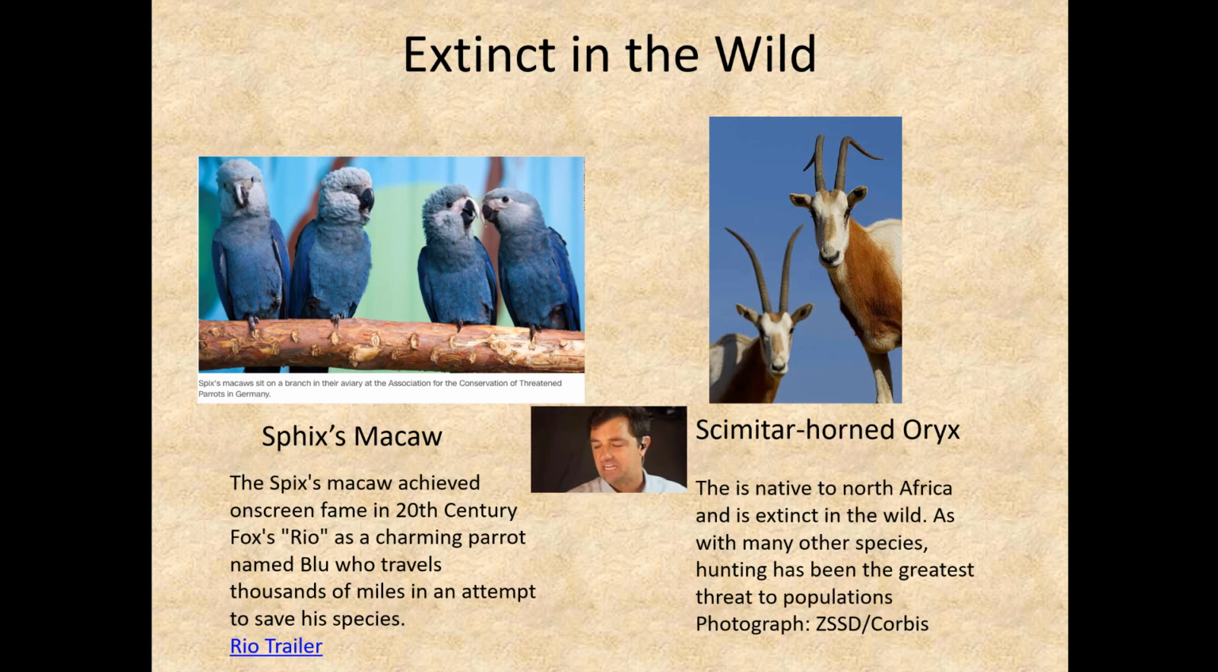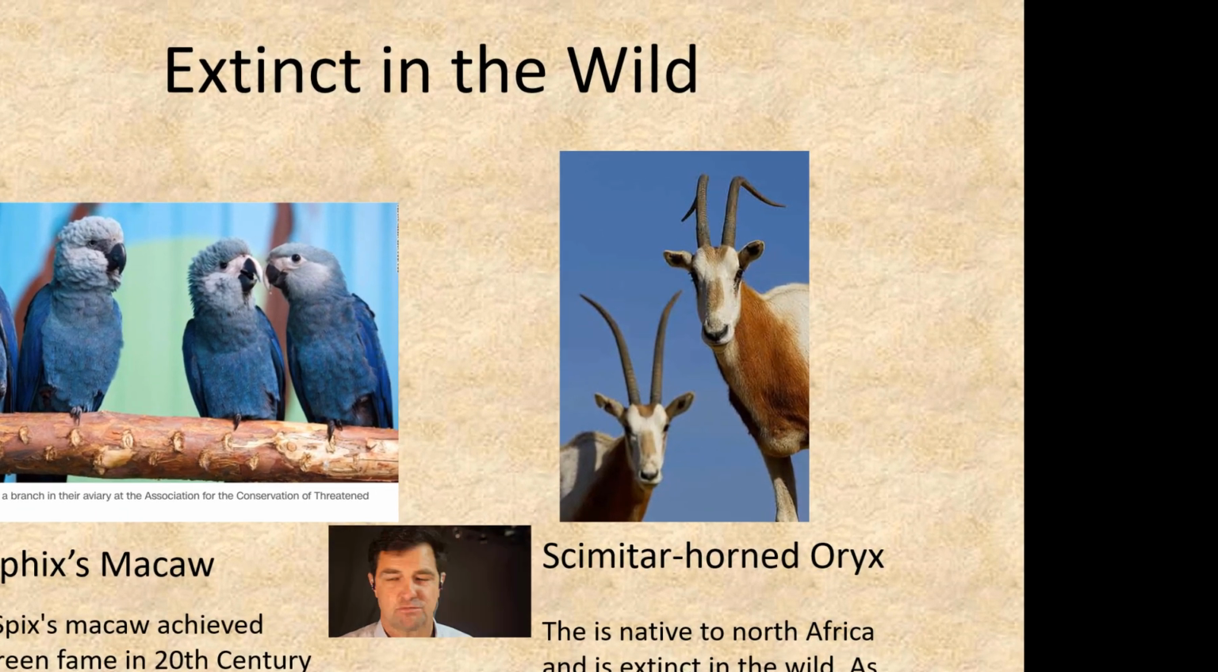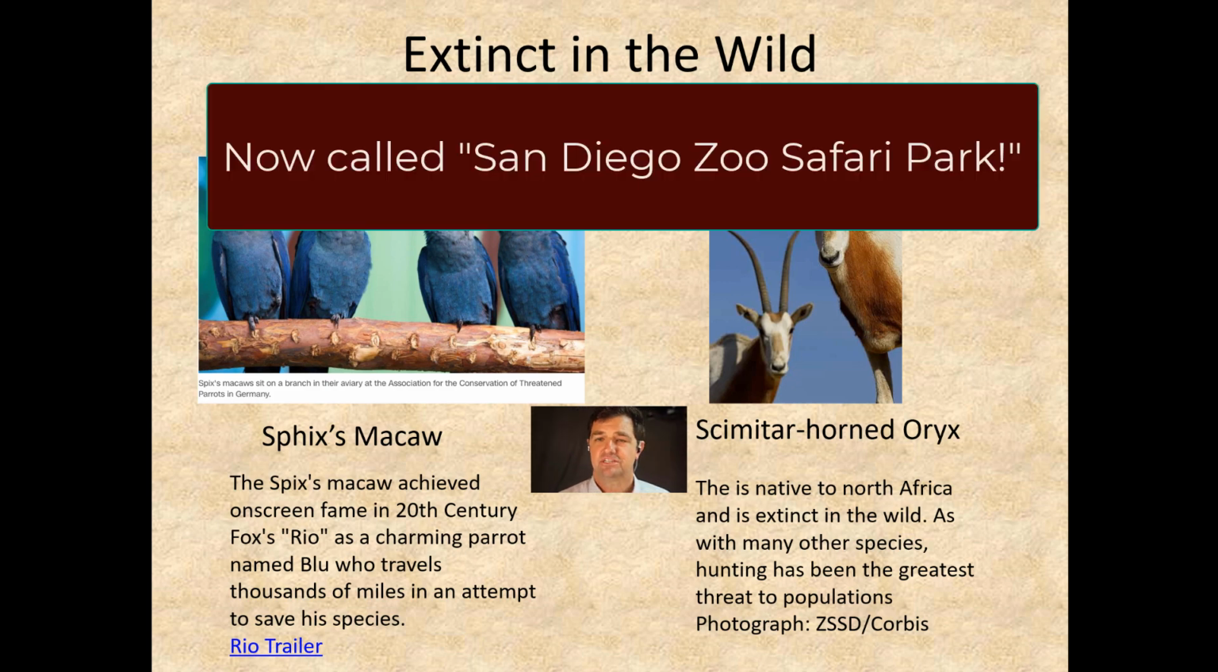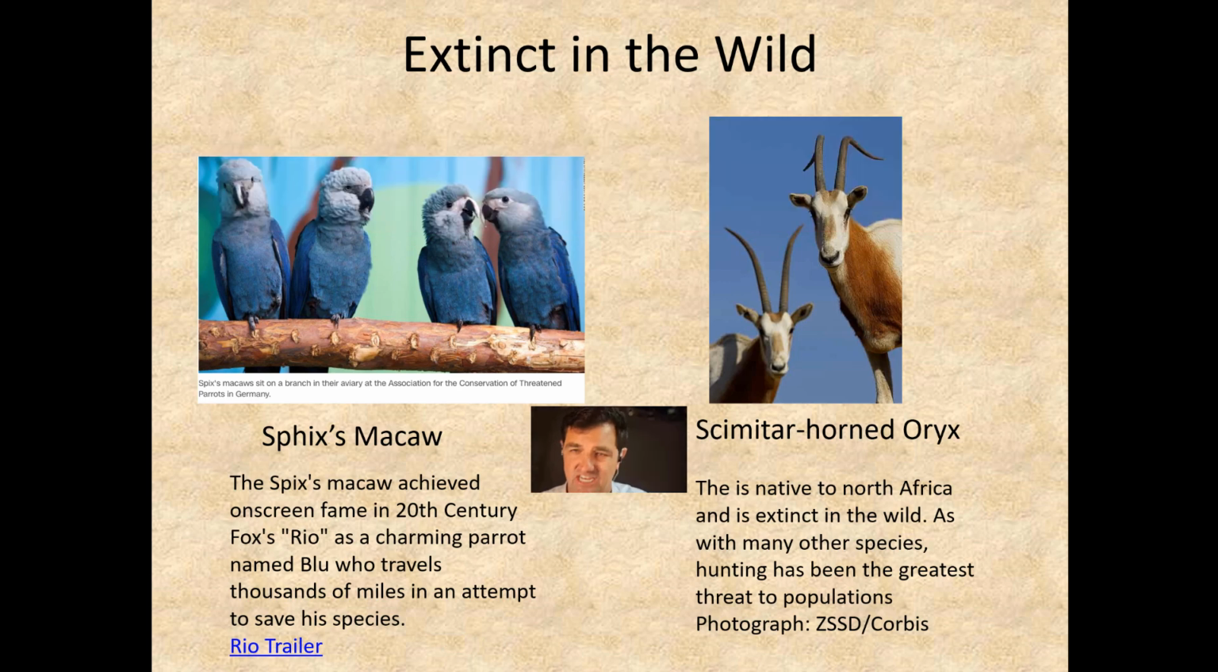The scimitar-horned oryx is another species that is extinct in the wild, but they do have them in captivity in captive breeding programs. I'm pretty sure I've actually seen several of these at the San Diego Wild Animal Park. Not the San Diego Zoo, which is a different place, which I always have to tell students. But the San Diego Wild Animal Park has scimitar-horned oryx, I believe. They're extinct in the wild. They were from North Africa, but they exist in captivity.